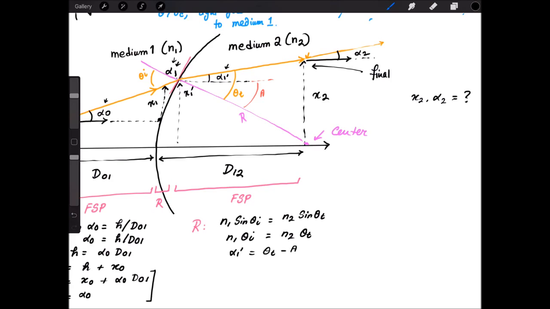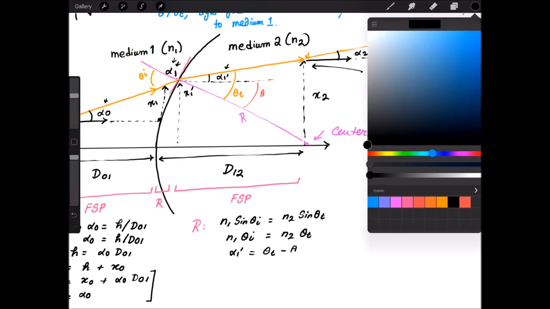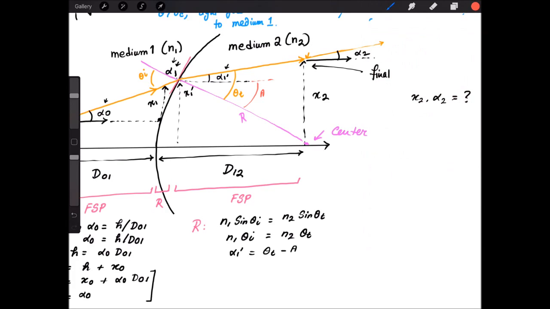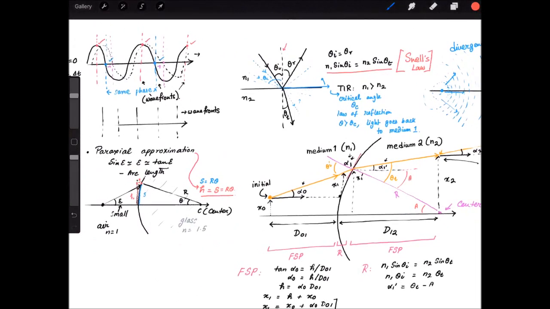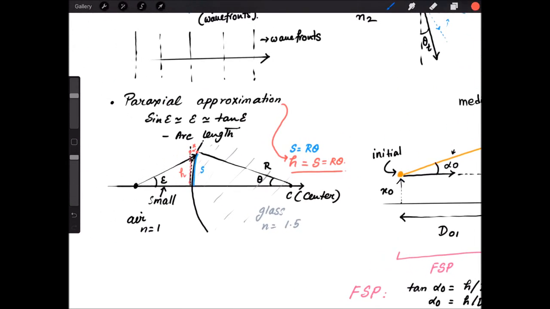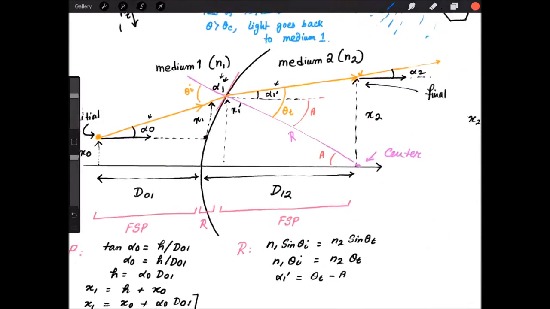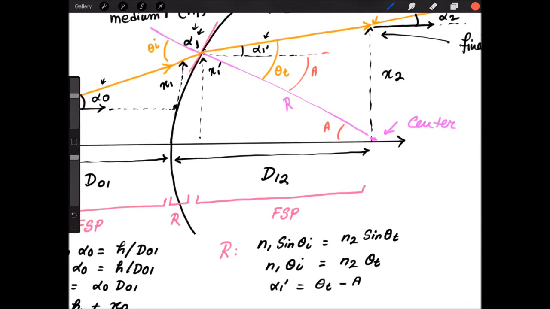Now we make use of the parallel lines rule of angles, alternate angles. So if this is angle A, this will also be angle A. Now we will make use of this arc length relationship. So if this was theta, remember you had the height times the radius of curvature, and the theta in this case is A, and the radius of curvature is R, and your height is x1 prime.